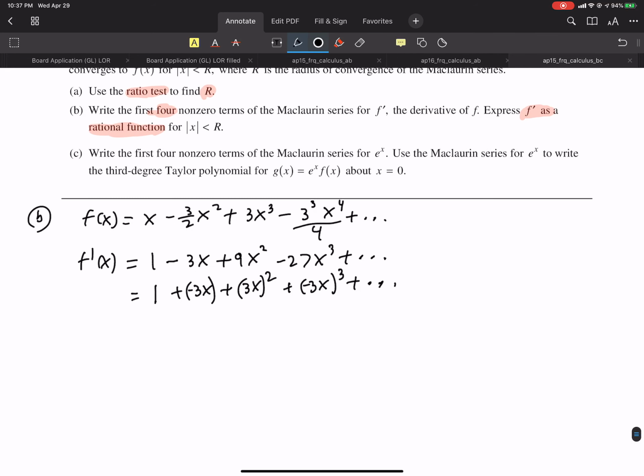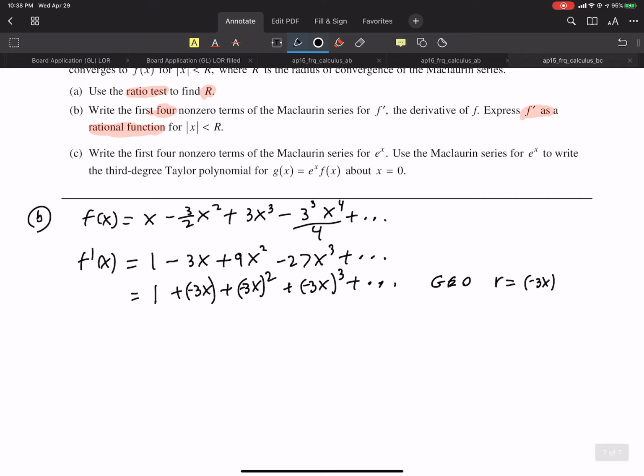So when you want to convert a series into a function, you have to recognize it as either a cosine, a sine, an e to the x, geometric, one of those. And this is geometric. Your r is negative 3x. Oh, I should put a minus there. Minus 3x, that's your r.